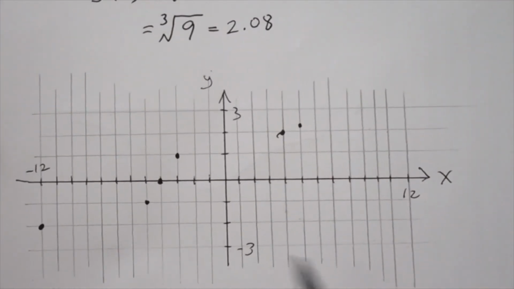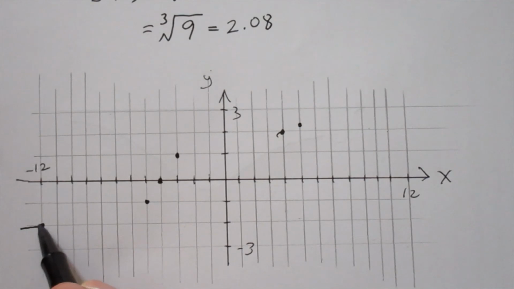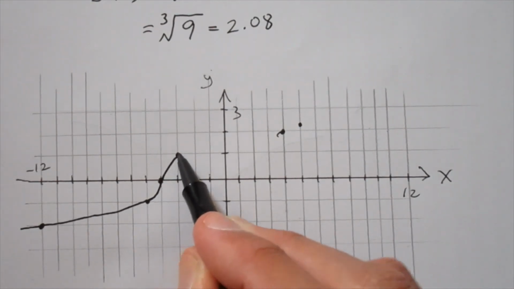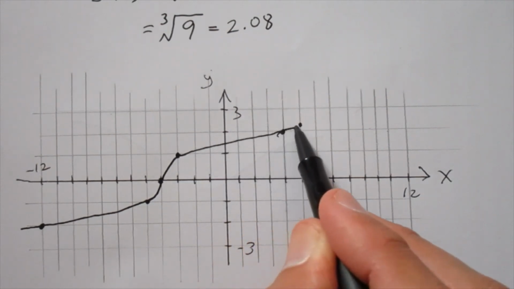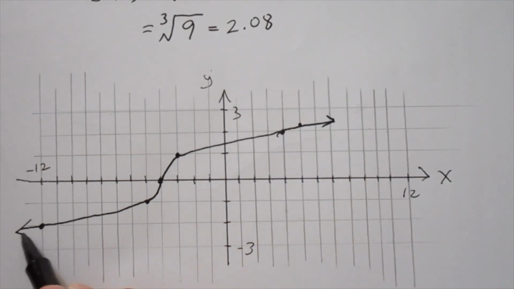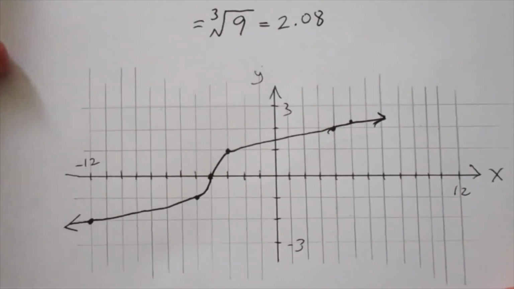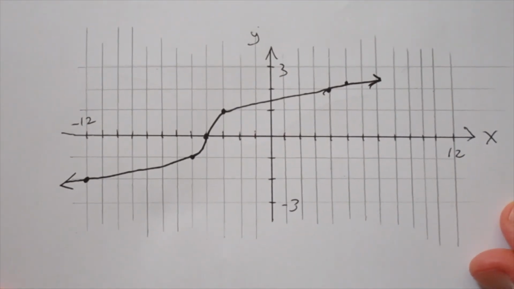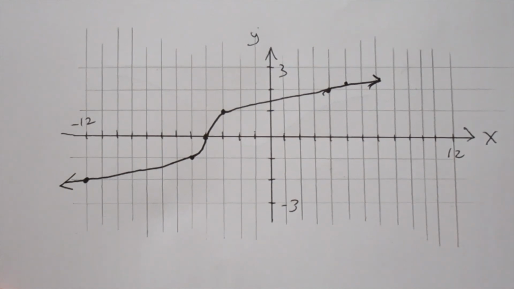Then I'm going to connect the dots. It'd be better if I had a French curve to do this, but I'll eyeball it as best I can. It's going to look something approximately like this. When I graph that function, take a look at it, it'll look something like this. So there you have it.